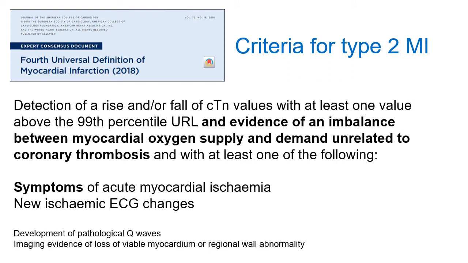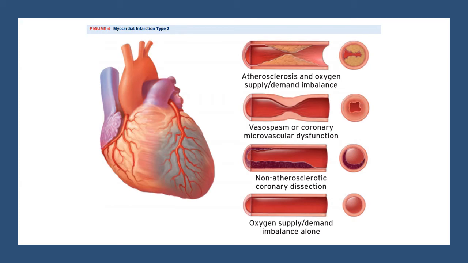Type 2 myocardial infarction, similarly, there is a rise and/or fall of cardiac troponin with at least one value above the 99th percentile, but on this occasion, evidence of imbalance between oxygen supply and demand, but unrelated to coronary thrombosis, and again with at least one of symptoms of acute myocardial ischemia or new ECG changes. So imbalance between oxygen supply and demand, this could be related to fixed obstruction of the coronary artery, vasospasm, non-atherosclerotic coronary dissection, or other causes including tachyarrhythmias.